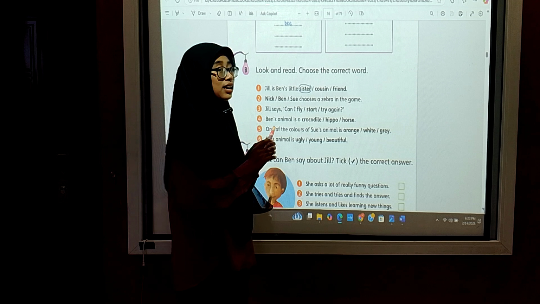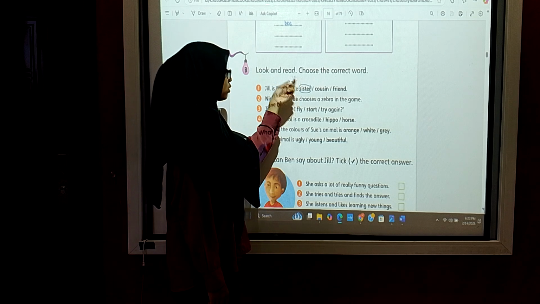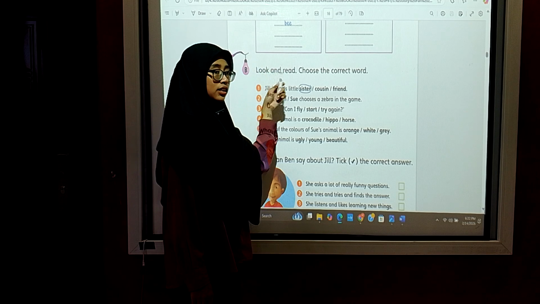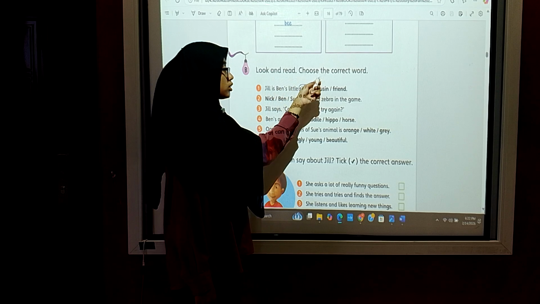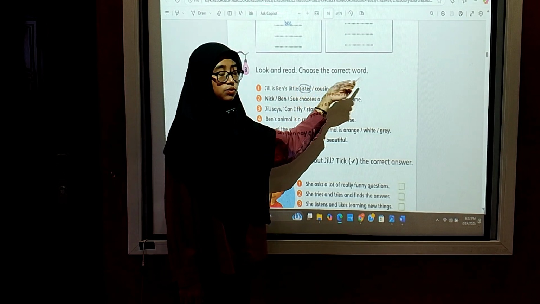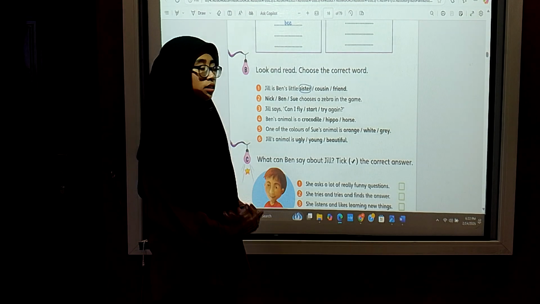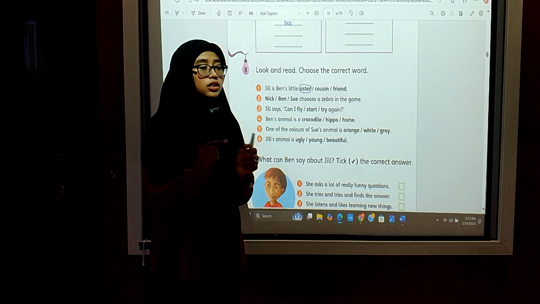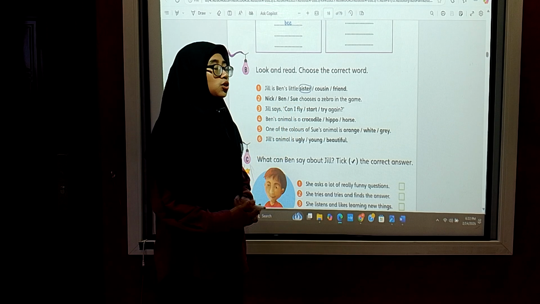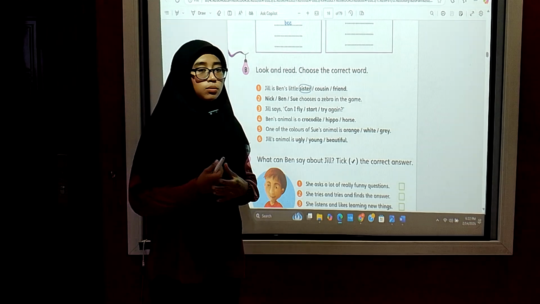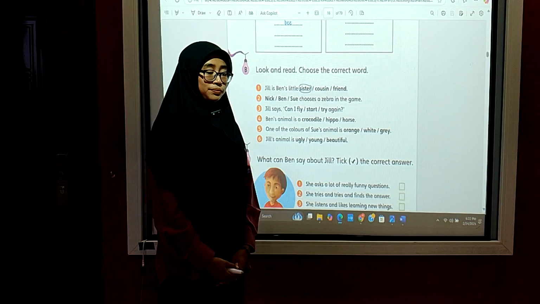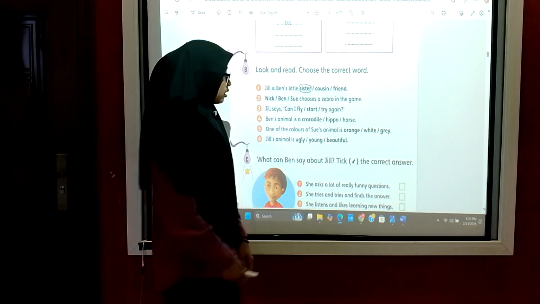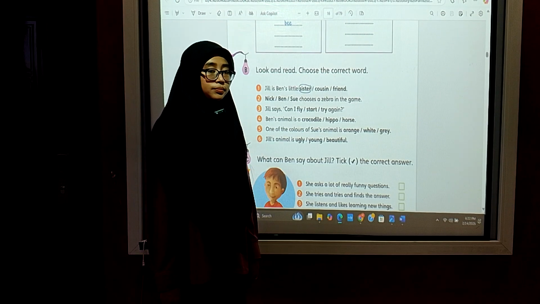First I will read all the instructions, like look and read. What is the meaning of look? They will answer like lihat, and read, membaca, and then choose the correct answer. Choose, pilih, the correct words. What is the meaning of correct words? Kata yang benar. Then I ask them, look, there are bold words here. You have to circle the best one or the correct one based on the story. You have to find out the answer from the story. Seals and jellyfish. And then I go to part C and so on.